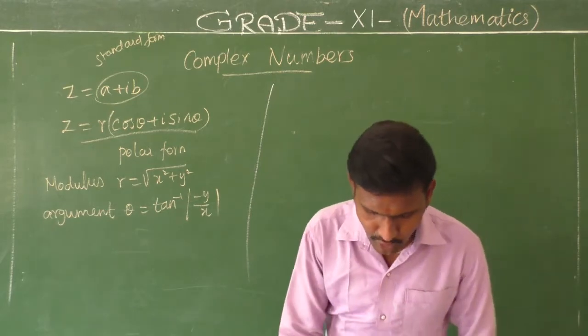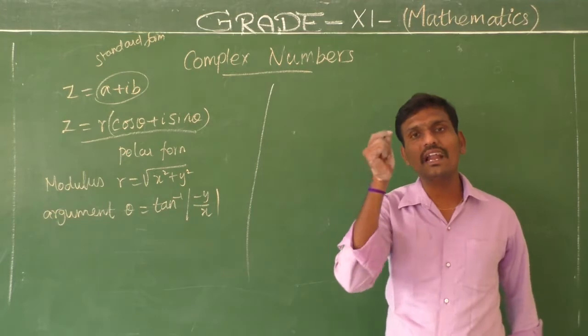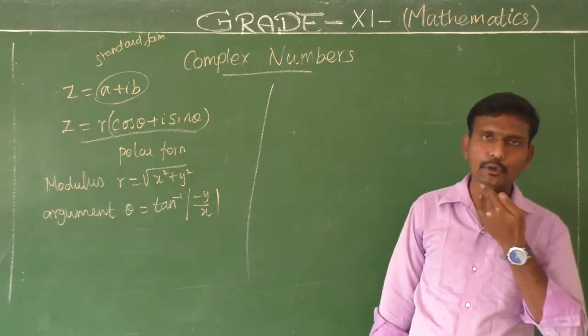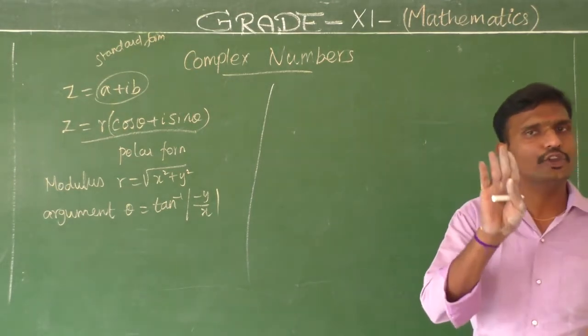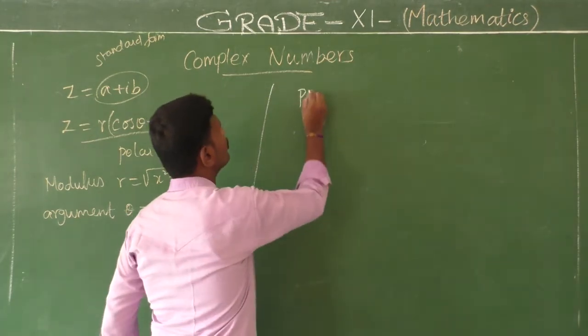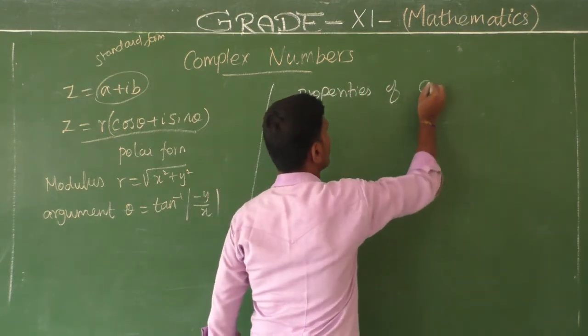Students, take your page number 106. Argument. What is another name for argument? Amplitude. Yes, argument is also called amplitude. For that we take the first three letters only, that is arg. Argument of z. Now I am giving you the properties of argument.